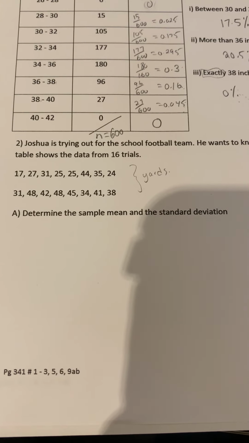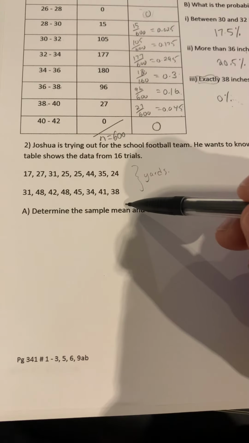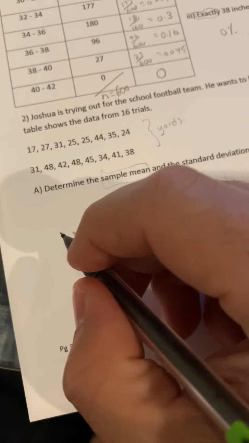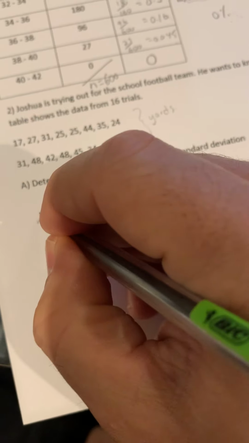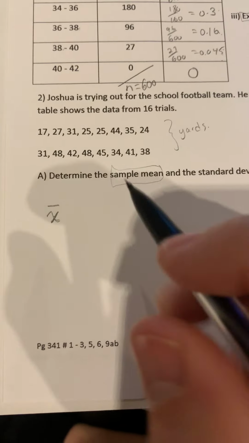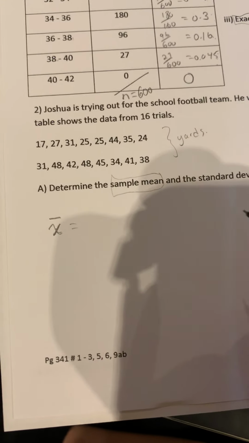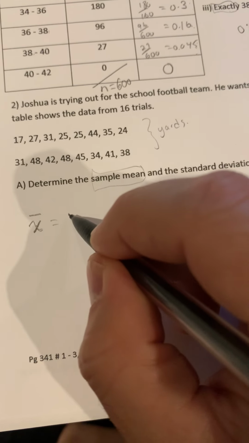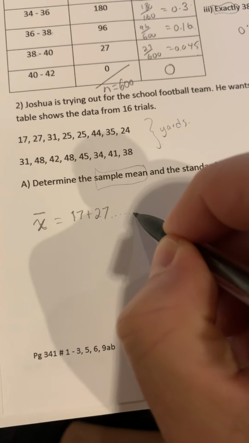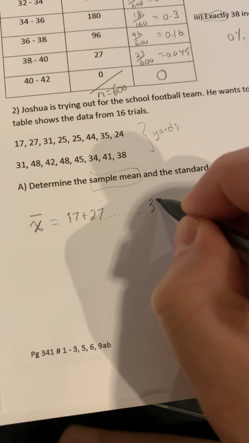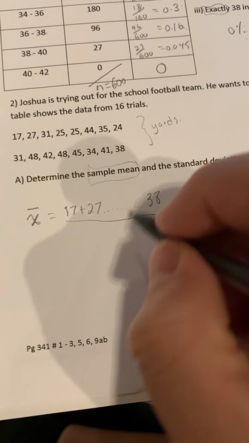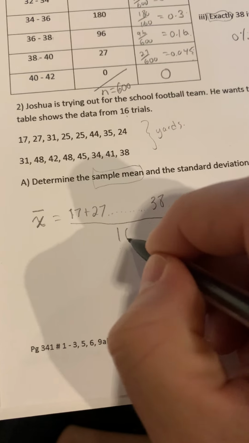Okay, so A, determine the sample mean and the standard deviation. So the sample mean is X bar. If it was a population, it would be mu. So for X bar, we're going to add them all up and divide by how many there are. So 17 plus 27, keep going all the way to 38. And we're going to divide by how many we have, which is 16.